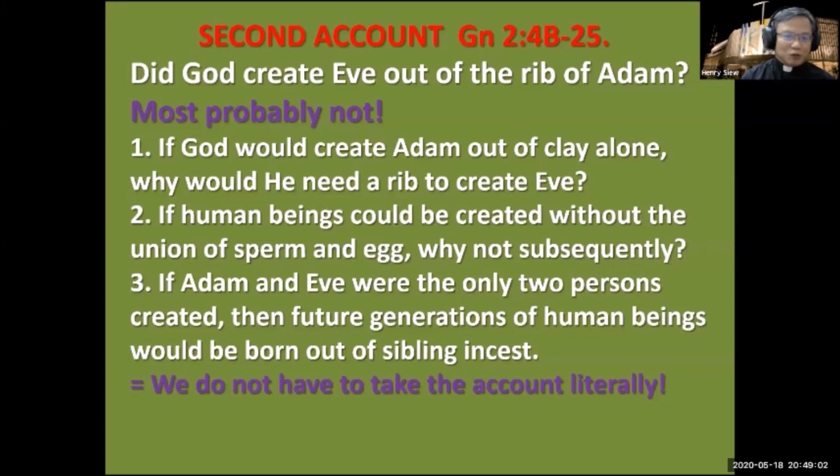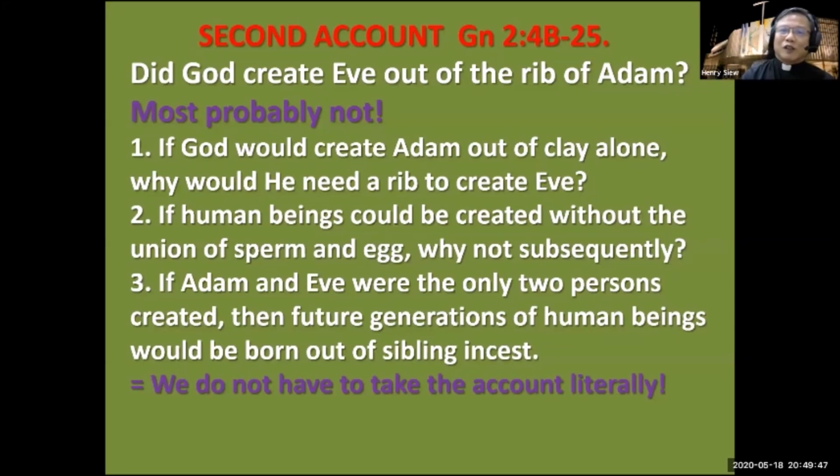Now we ask the question, if human beings could have been created without the union of sperm and egg, just purely by clay and the rib, why not subsequently? Why does subsequent procreation need the union of men and women through the sperm and egg? And then another question, if Adam and Eve were the only two persons created, then future generations of human beings would be born out of sibling incest, because subsequent generations were all children, grandchildren, great-grandchildren of Adam and Eve. That would mean total incest. Now, these are very difficult questions, and we have no answer to that.